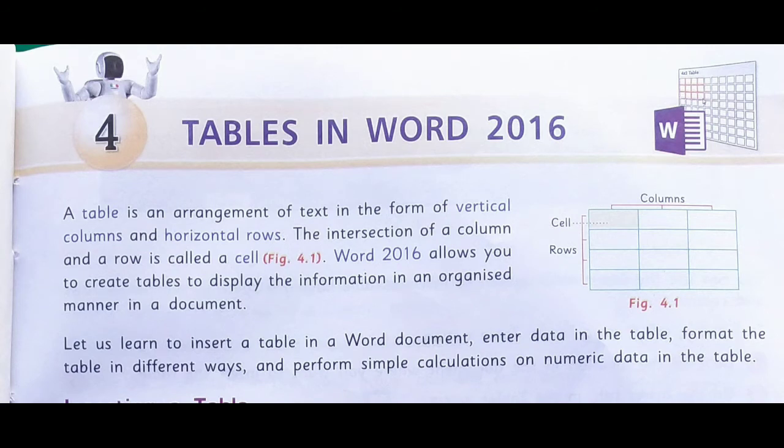A table is an arrangement of text in the form of vertical columns and horizontal rows. The intersection of a column and a row is called a cell. Word 2016 allows you to create tables to display the information in an organized manner in a document. Let us learn to insert a table in a Word document, enter data in the table, format the table in different ways and perform simple calculation on numeric data in the table.